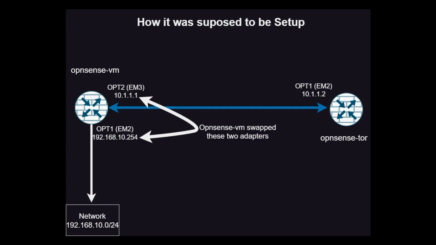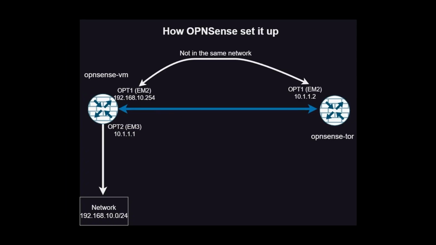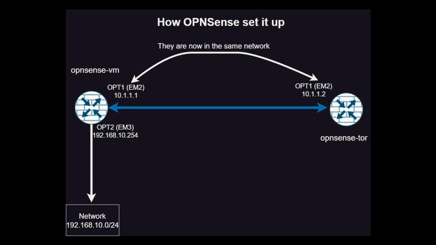You see, for some reason, when I assigned my fourth network adapter, OpenSense swapped my connection for EM2 and EM3, which means that my EM2 is actually connected to the OpenSense-TOR router. So it looks like this. As you can see, my EM2 interface is connected with the correct IP address, but it is not the interface that is connected to my OpenSense-TOR router. So what I will do is just swap the IP addresses between these interfaces.